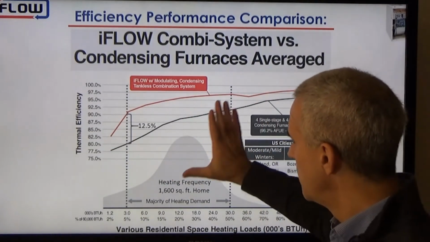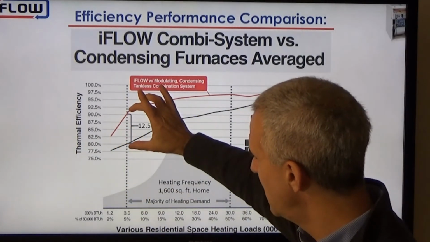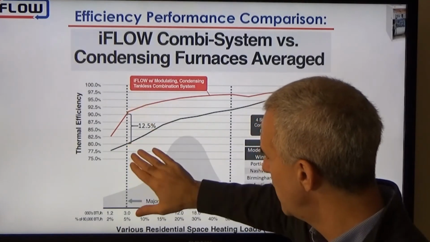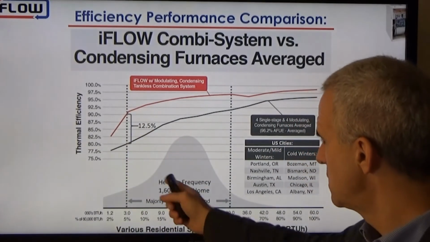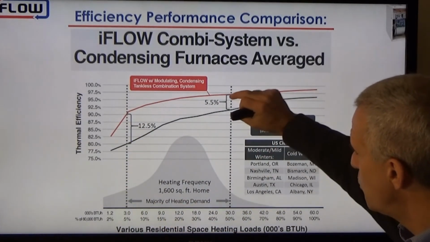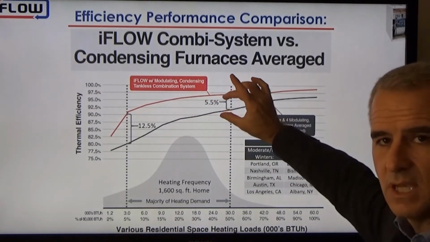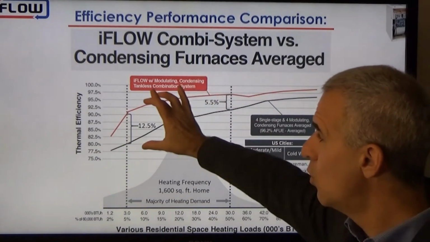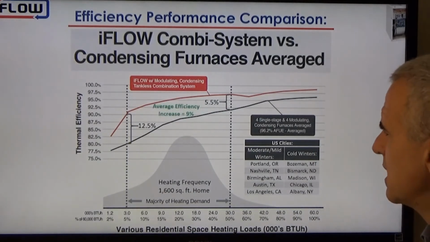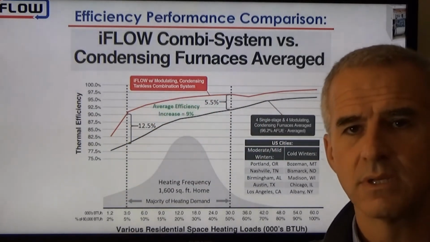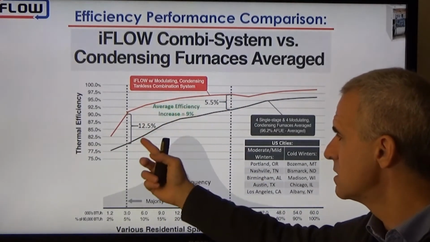So as we again modulate down to these lower inputs, the advantage of the iFLOW Navien combination was 12.5% better on the lower end of this distribution, and 5.5% on the higher end. So as you cycle less, the efficiency comes up, no question. But as you cycle more, the efficiency goes down, for an average of 9%. So that's where we got the 9% efficiency increase of the iFLOW Navien combination system over the furnace system.